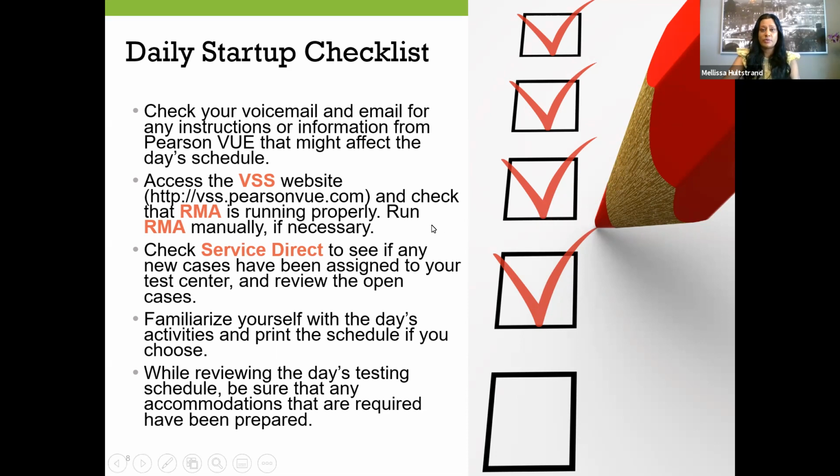Also access the VSS website on a regular basis. Check that the RMA is running properly. Run the RMA manually if necessary. And test admins and chief examiners, every single day that they go into work, should be taking a look at Service Direct to see if there are any updates on cases that you or one of your colleagues created, but also check and see if there are any cases that have been created by Pearson VUE that have been assigned to your test center.